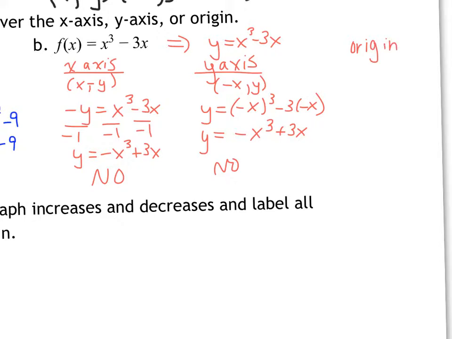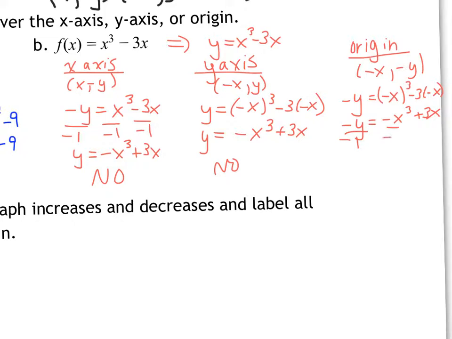So let's look at the origin. The origin, remember, we're going to replace with both the opposite of x and the opposite of y. So that's negative y equals negative x cubed minus 3 times negative x. So that's negative y equals negative x cubed plus 3x. That's just like we did in the previous one, but now we have this extra negative. So if I divide everything by negative 1, what will happen is you'll see that the negatives there cancel, and the 3 over negative 1 becomes negative again. And that is the same as my original. So that is yes. This is symmetric to the origin.